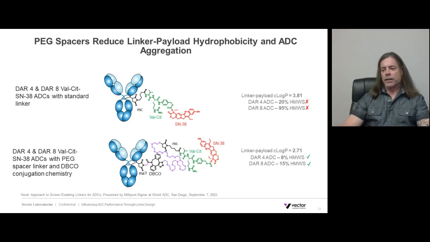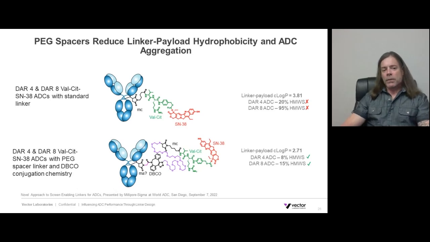And these are some examples that also need that help. The top example shows a DAR4 and a DAR8 Val-Cit SN38 ADC with a standard linker. Over on the right, we can see the C log P of that linker payload is 3.81. This results in a DAR4 ADC that's 20% aggregate and a DAR8 ADC that's nearly completely aggregated.